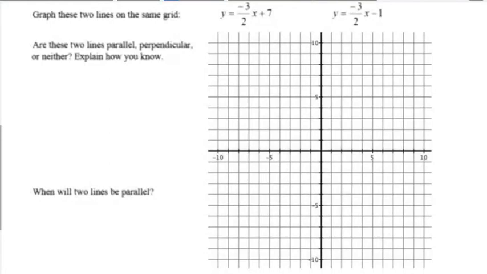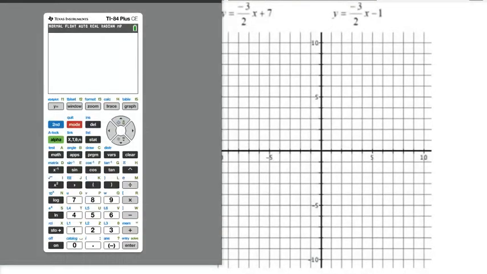There's a couple of different ways you could do this. One way is using your calculator. So first thing you're going to do is grab your calculator. It's y equals, so you're going to go to y equals, and you're going to type in the equation. To get that fraction, you're going to hit alpha y equals, enter, and it's going to give you that little fraction. You can put negative 3 over 2 x plus 7. So again, I just typed the equation in just the way I see it.